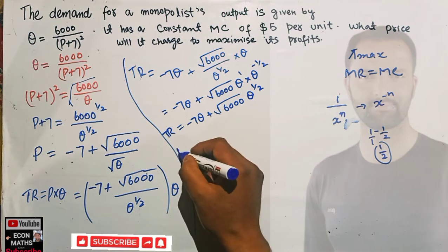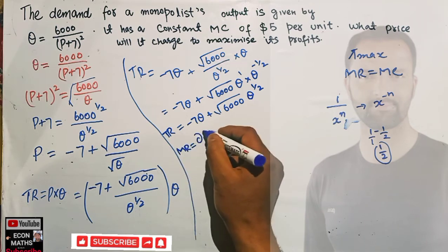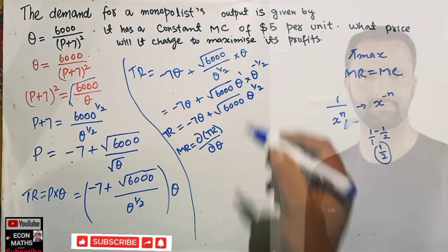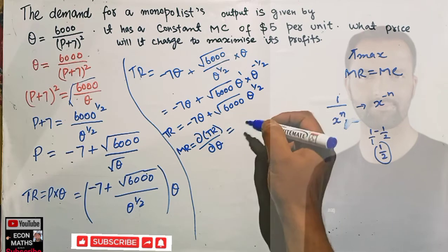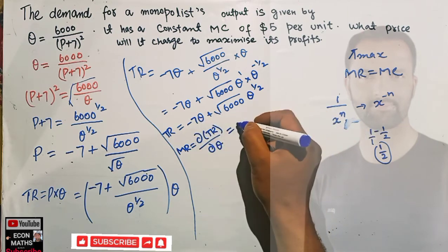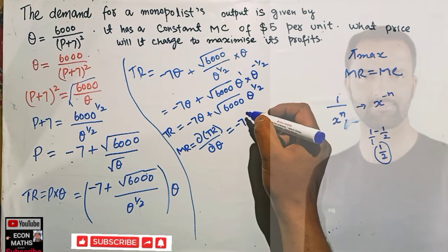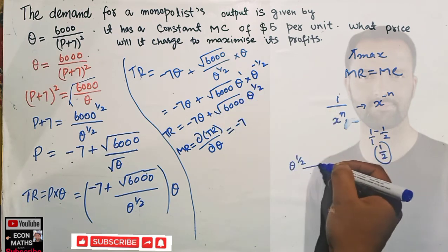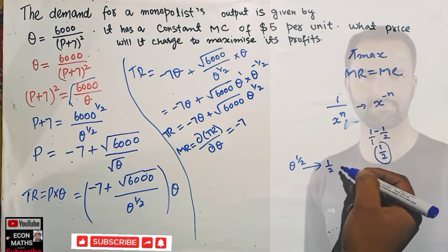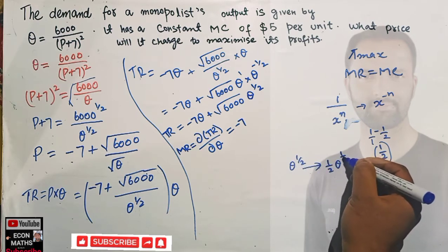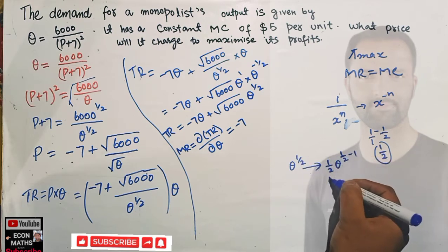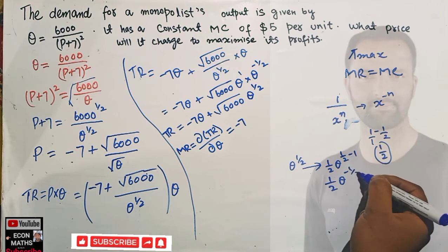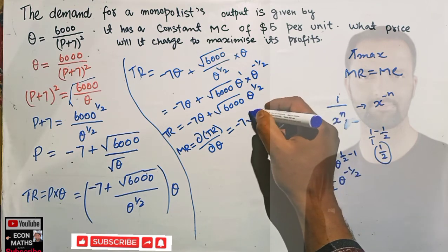What is marginal revenue? Marginal revenue is simply the derivative of total revenue with respect to quantity, dTR by dQ. So we need to differentiate this revenue function with respect to Q. The derivative of Q is 1 by the power function rule, so we are left with minus 7. In this term, the derivative of Q to the power 1 upon 2, this 1 upon 2 will become the coefficient, and the exponent is subtracted by 1. Q to the power 1 minus 2 is minus 1 upon 2. So I can write it like this, we have 6000.